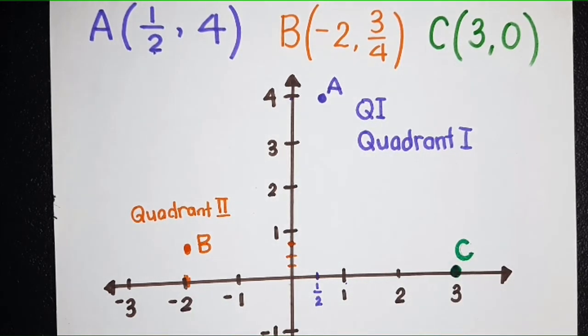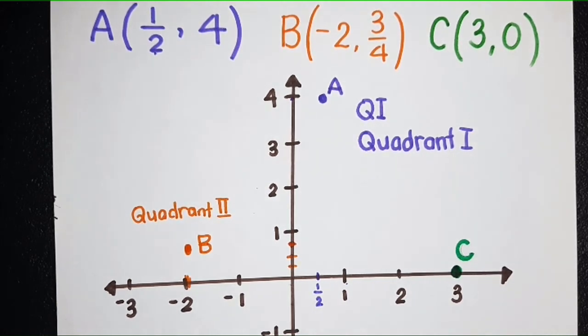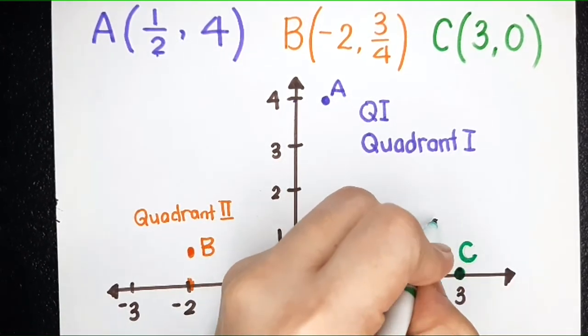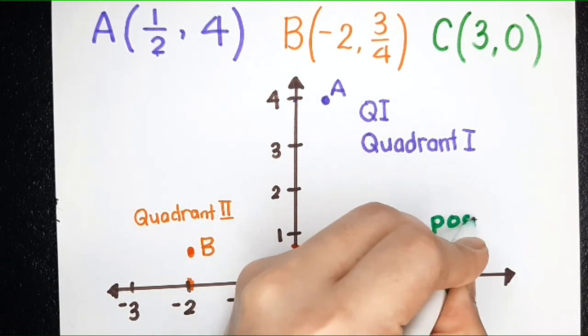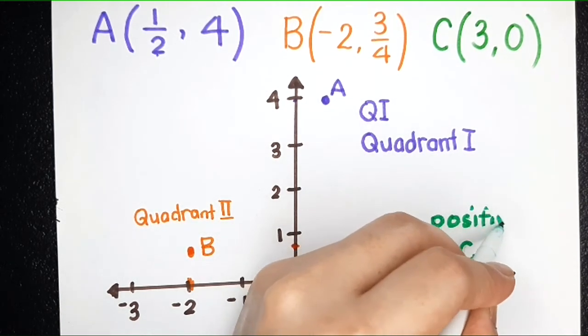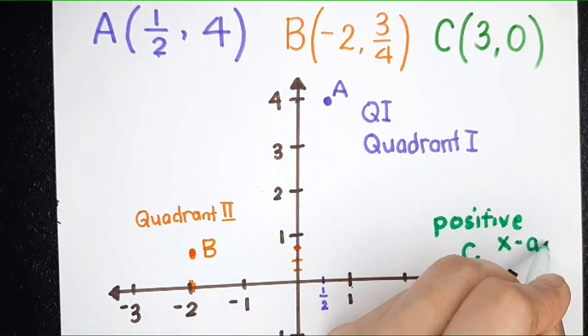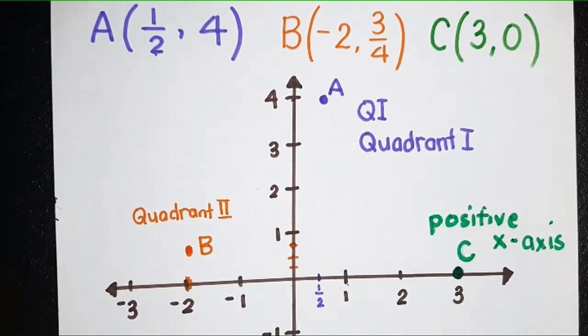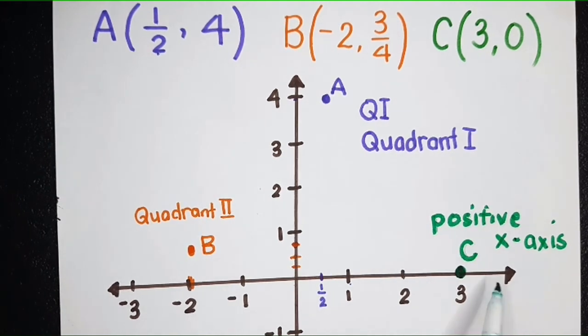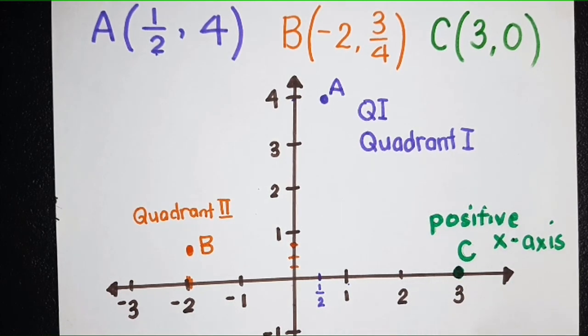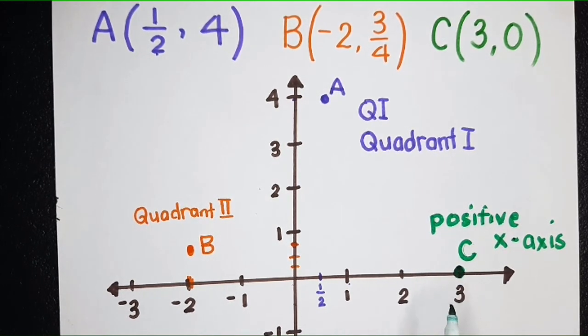What is the location? Where can you find point C? You can find point C on the positive x-axis. Okay? Positive x-axis. Okay? So, depende pa rin kung paano tinuro sa inyo. Baka okay na ang x-axis, pero specific yung positive x-axis for the location of point C.